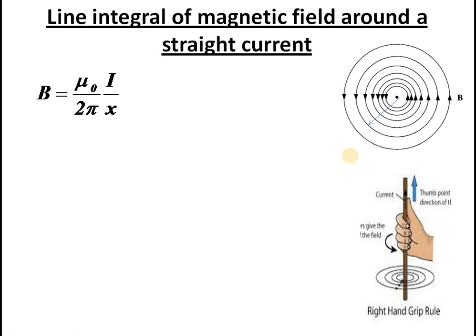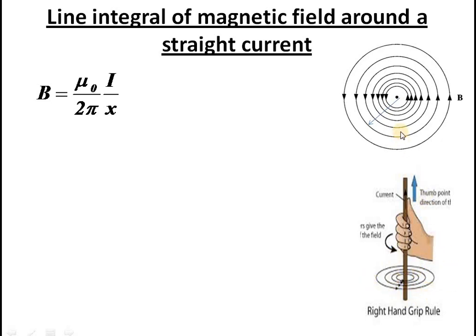Now let's go to another topic, a very simple topic: the line integral of the magnetic field around a straight current. Straight current means you have a straight wire. Already we have dealt with straight current. In the case of straight current, current is flowing like this, and the magnetic field is around the wire.